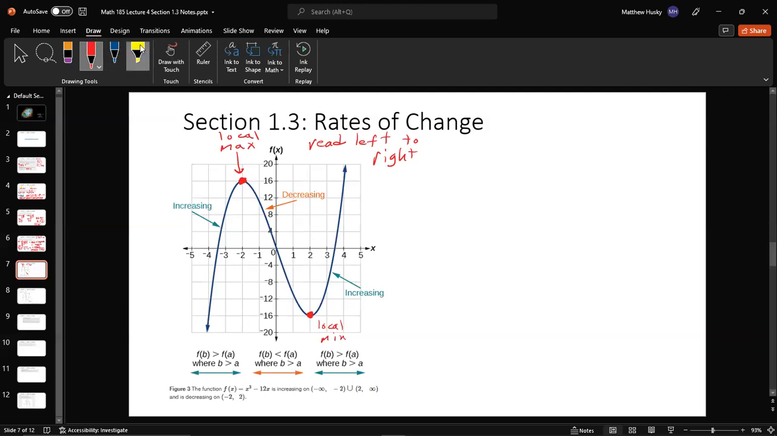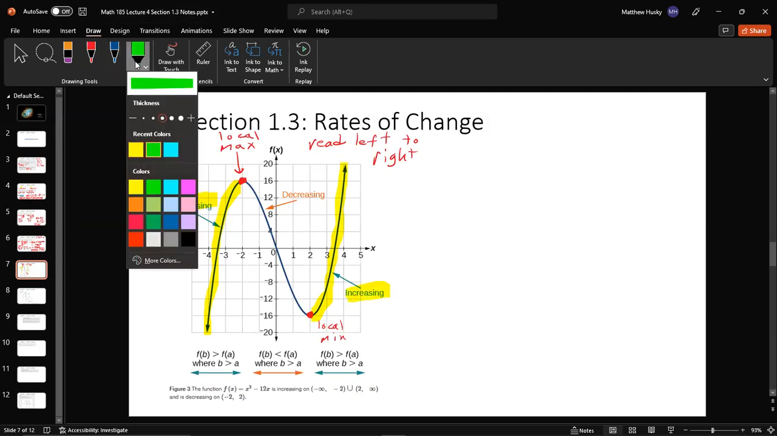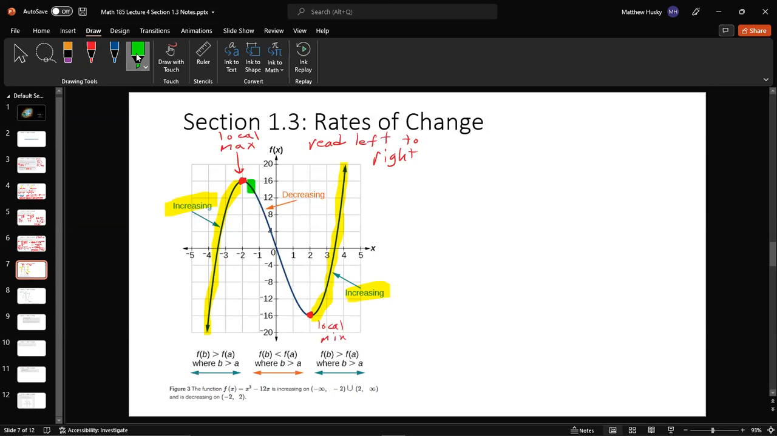And so basically what's happening is that starting here, the graph is going up or increasing. Yes, so there's where it's increasing. Starting here, the graph is also going up. So it is increasing over there. In the middle, going from there down to here, you will notice it is decreasing because it is going down.